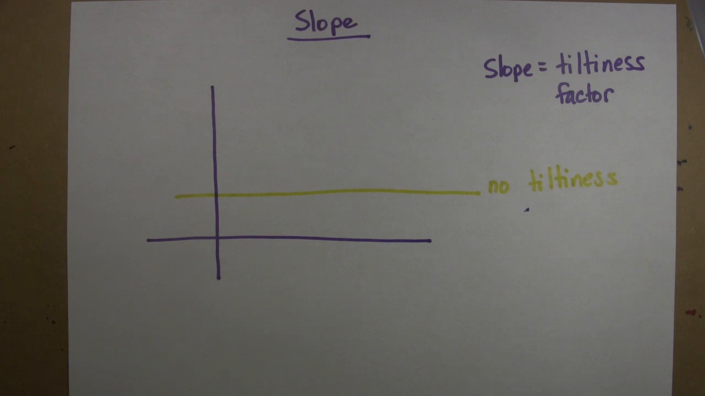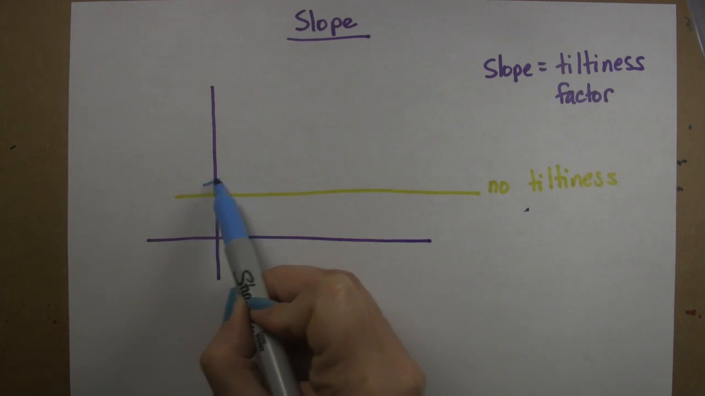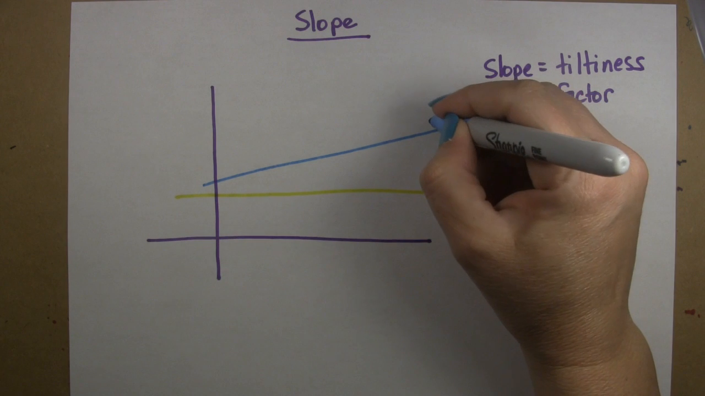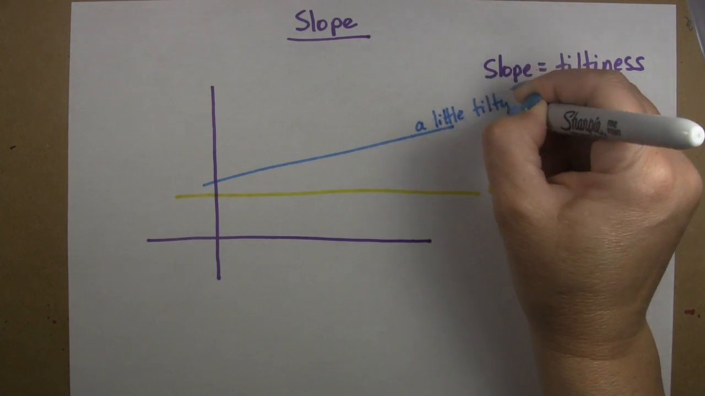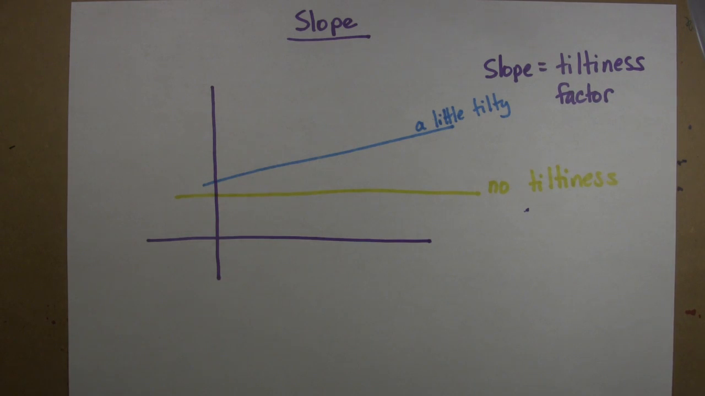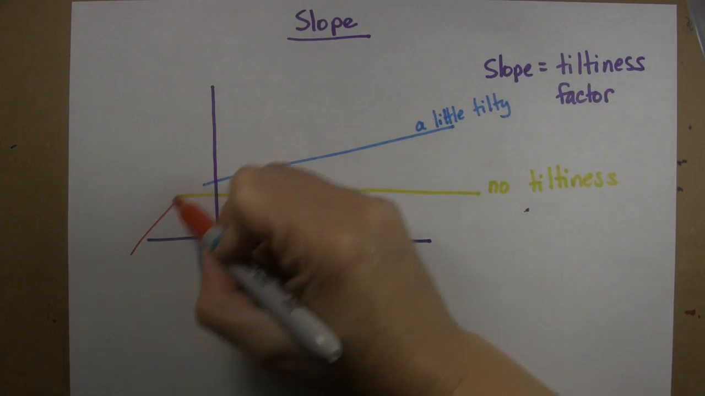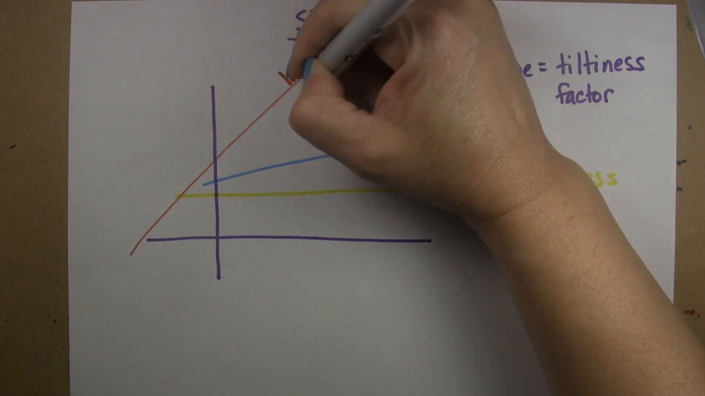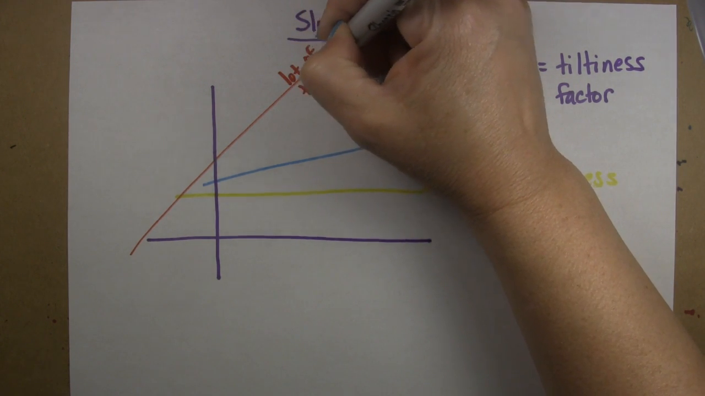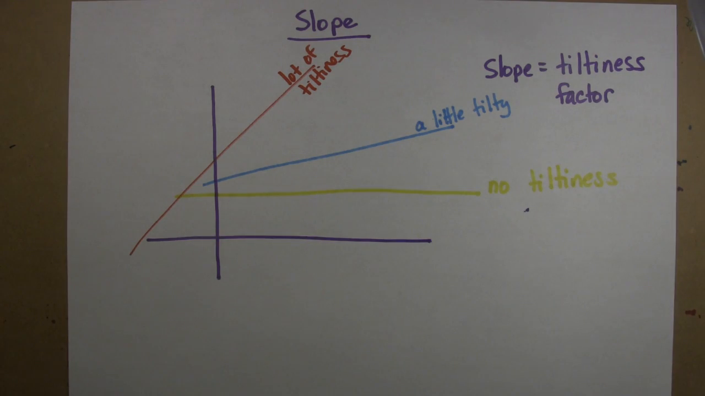Here we have a line with a little tiltiness. It's a little tilty. And then here we have a line with a lot of tiltiness. Okay, these are all lines with different slopes.